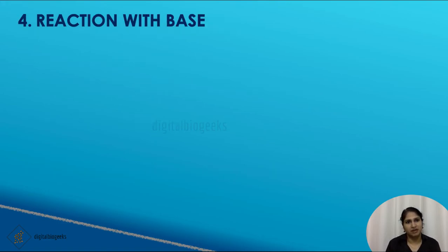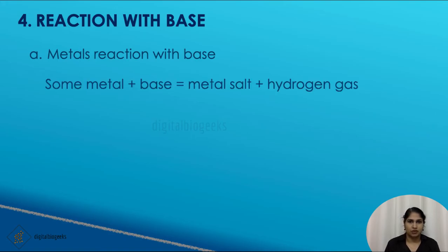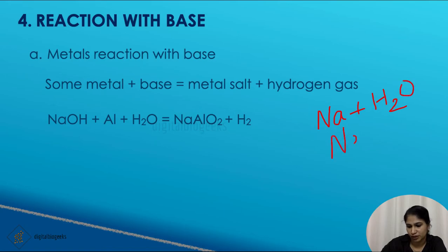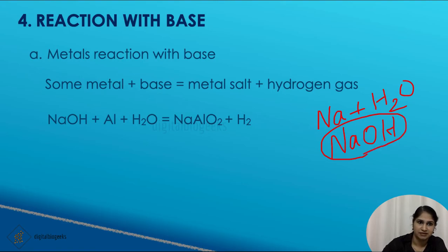Reaction with base. Let's see what happens when metals react with base. Not all metals react with base. Some metals, when they react with base, will produce metal salt plus hydrogen gas. To prove this, first we have to make a base. Like when sodium, as we did before, is added to water, we get sodium hydroxide. We know that this sodium hydroxide is a base.